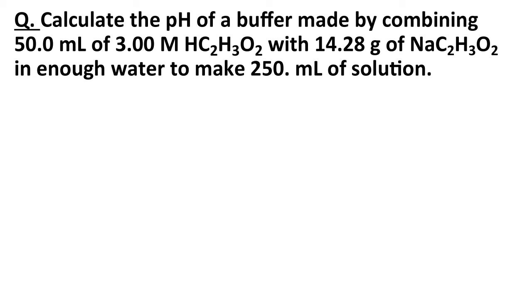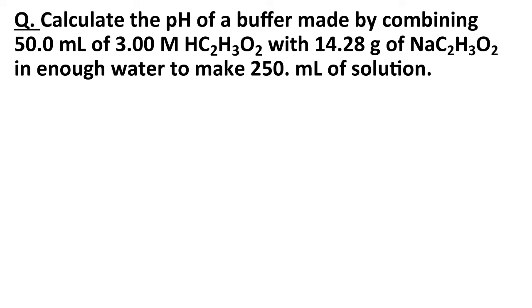Okay, so here is a problem involving a buffer pH calculation. We're asked to calculate the pH of a buffer made by combining 50 milliliters of 3 molar acetic acid with 14.28 grams of sodium acetate in enough water to make 250 milliliters of solution. And this is a typical way to make a buffer.